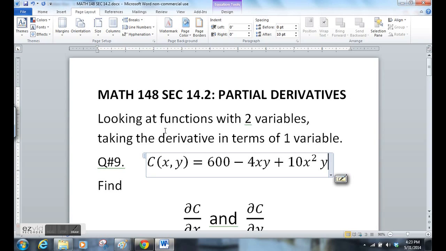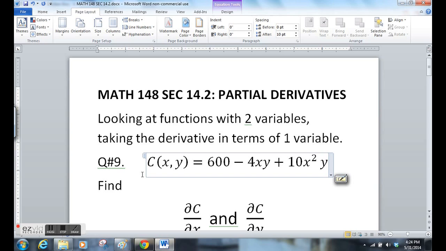Hey guys, this is Math 148, section 14.2, partial derivatives. So derivatives are back. We're still looking at functions with two variables, which we were doing in section 14.1, but now we're taking the derivative in terms of one variable. And because we're only taking the derivative in terms of one variable, and there's two variables in the function, it's a partial derivative. It sounds very complicated, but it's somewhat straightforward if you are careful.